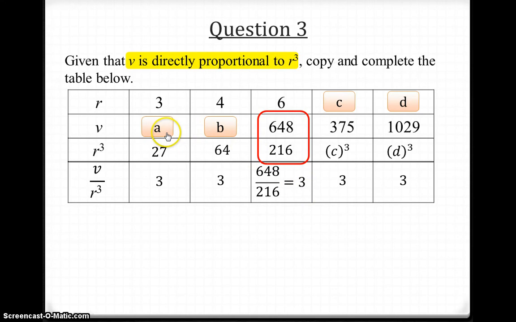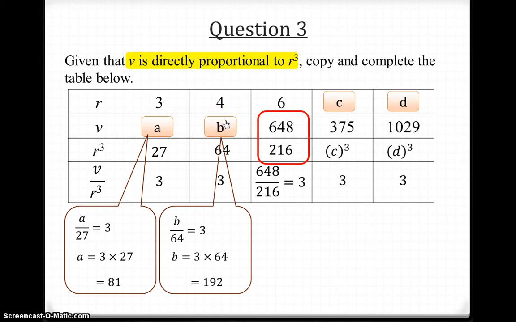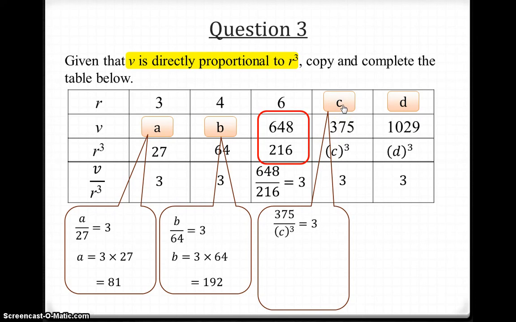Then you can solve like what we solved in the previous worksheet. So A over 27 equals 3. Then you solve for A. B is B over 64 equal to 3. Then you continue to solve for B. How about C? Can we use C over 375? No, because it's V over R cubed. So C cubed is actually below. Then you continue to solve for C cubed.